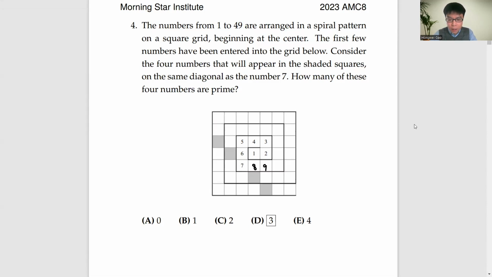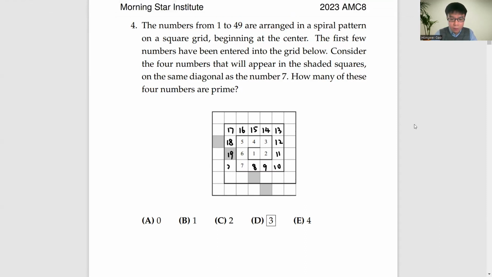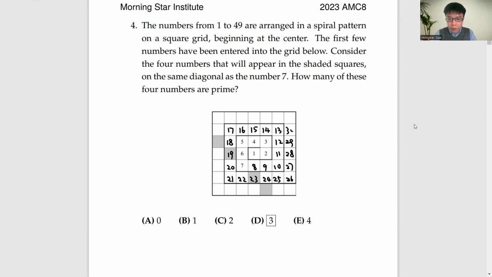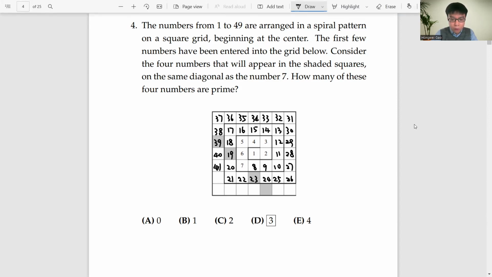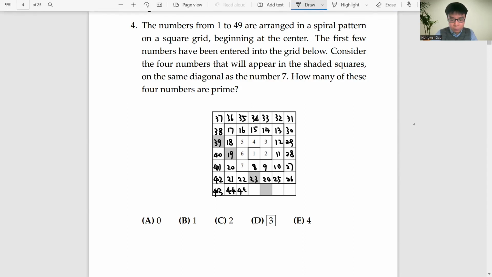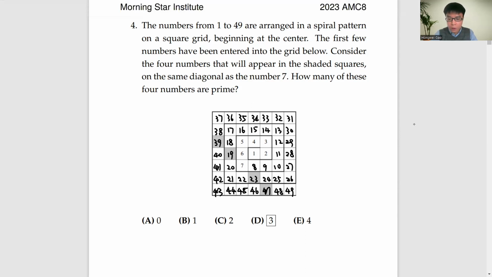So here's 8, 9, 10, 11, 12, 13, 14, 15, 16, 17, 18, 19, 20, 21, 22, 23, 24, 25, 26, 30 here. 37, 38, 39, 41, 42, 44, 47, 48, 49. Now we just get all these numbers.